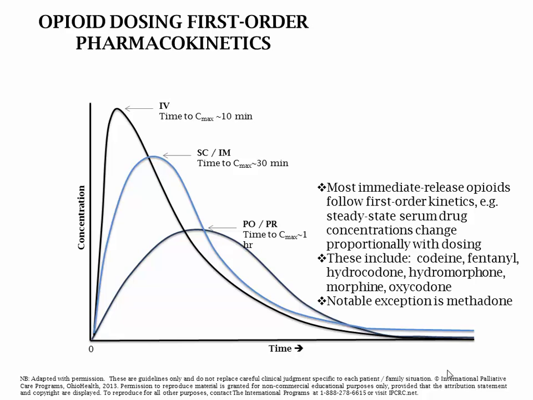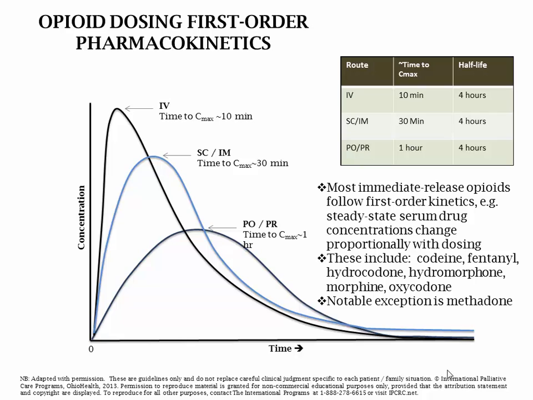If you look at a graph of concentration versus time, the time to Cmax for an IV opioid is 10 minutes. The time to Cmax for sub-Q or IM is 30 minutes, and the time to Cmax for oral immediate release formulations is an hour. Another word for the time to Cmax is the peak effect. And all of these opioids, including the immediate release oral formulations, have a half-life of 4 hours.